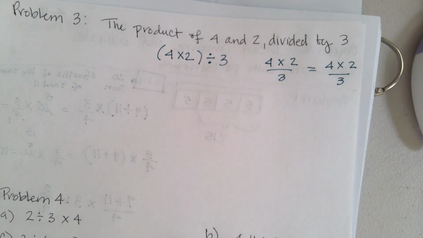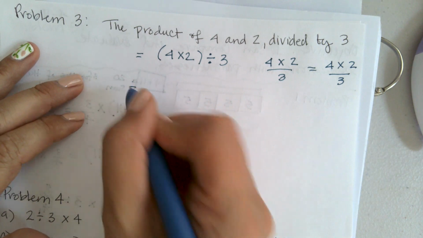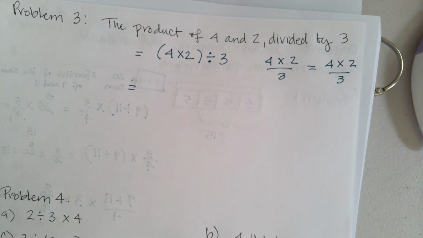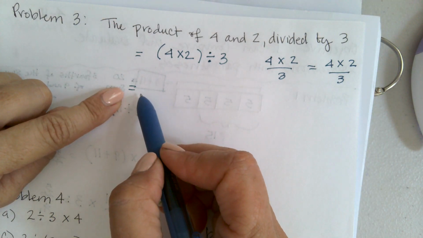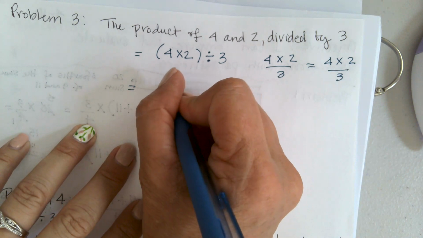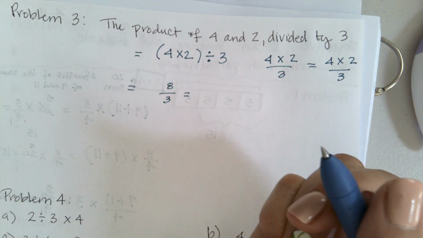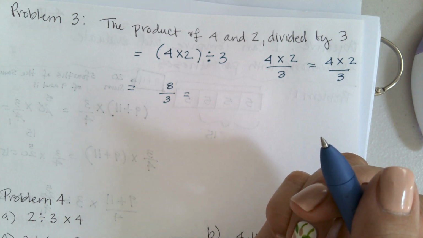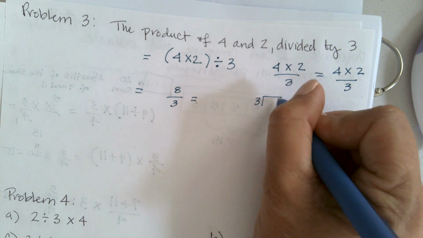So, how can you evaluate this expression? And now I turn it into an equation by adding the equal sign. So what would it be? 8 divided by 3. What would that give you? Well, if you could go like this, right?